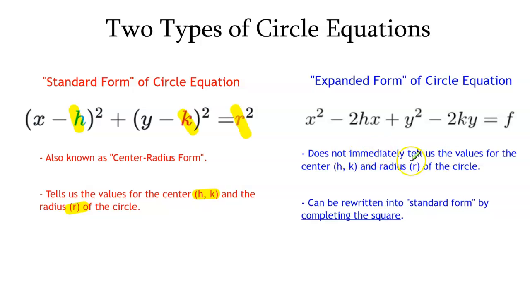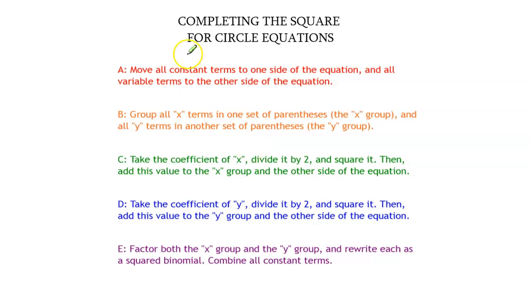So since it doesn't immediately tell us the values for the center and the radius, what we like to do is take the expanded form and rewrite it into standard form, this form over here, by completing the square. We actually have to do completing the square twice in order to get this equation to look like this equation. Keep in mind, we're not doing anything to the equation in terms of changing its values, we're just rearranging it and making it look different. Here are the steps for completing the square for circle equations.